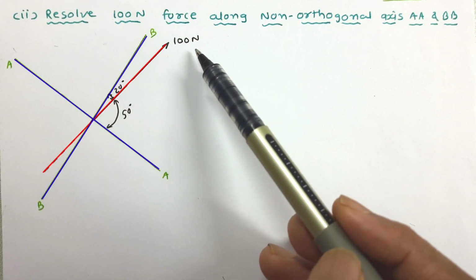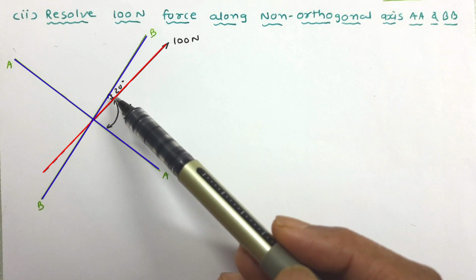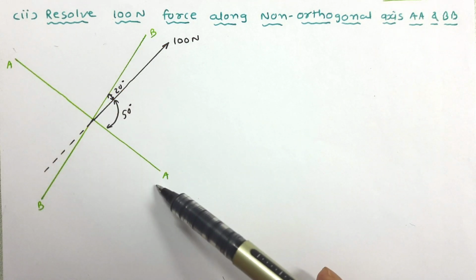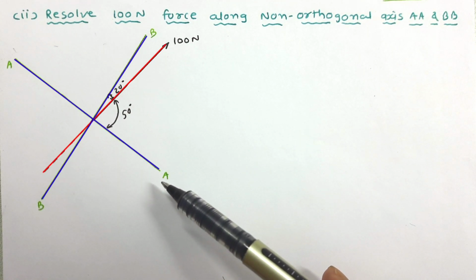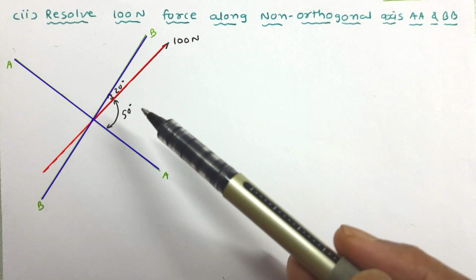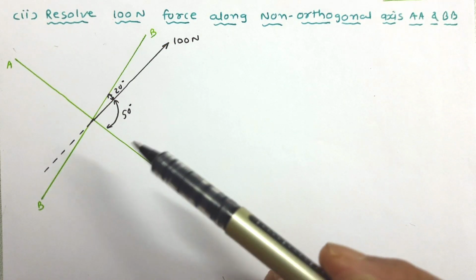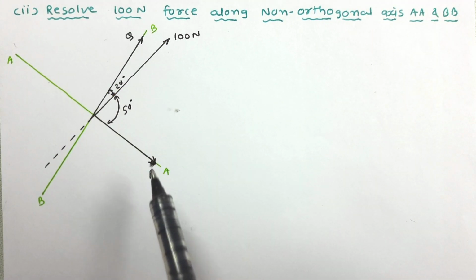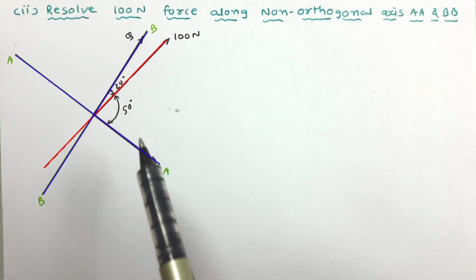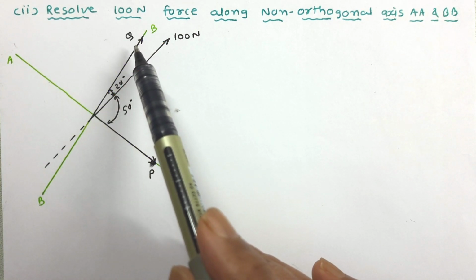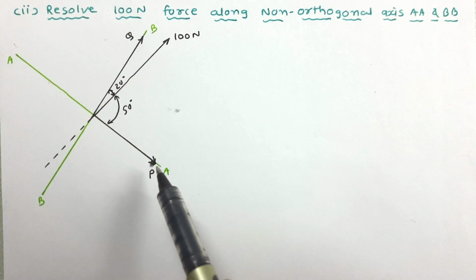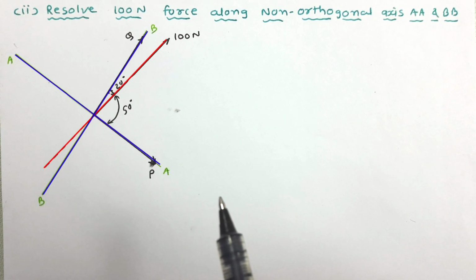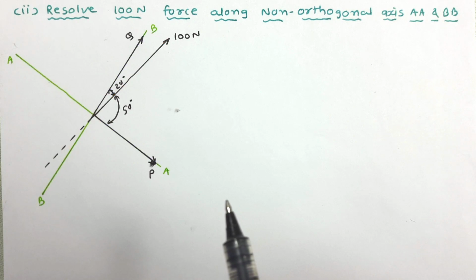So this is the 100 Newton force which is making 20° with the BB axis and 50° with the AA axis. So we want to work out the component along the AA axis. Let us say this component along the AA axis is P. We'll denote the component along the AA axis as P and the component along the BB axis as Q. To work out the components P and Q, we need to work out all the remaining angles.